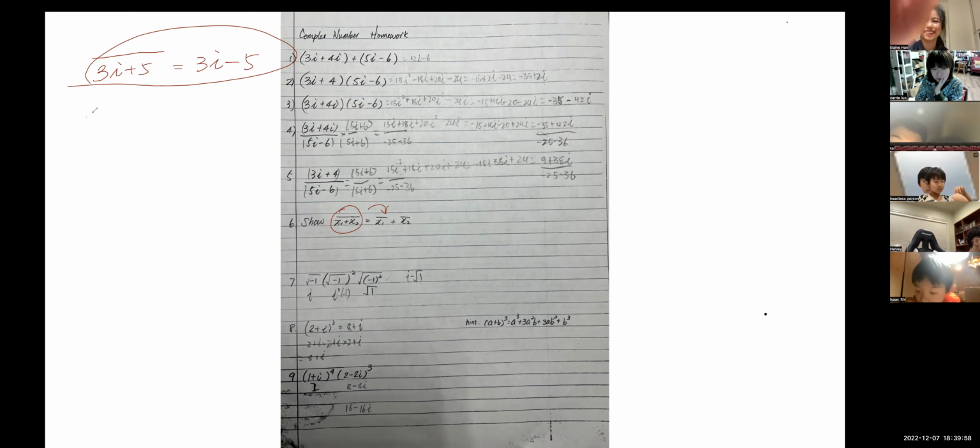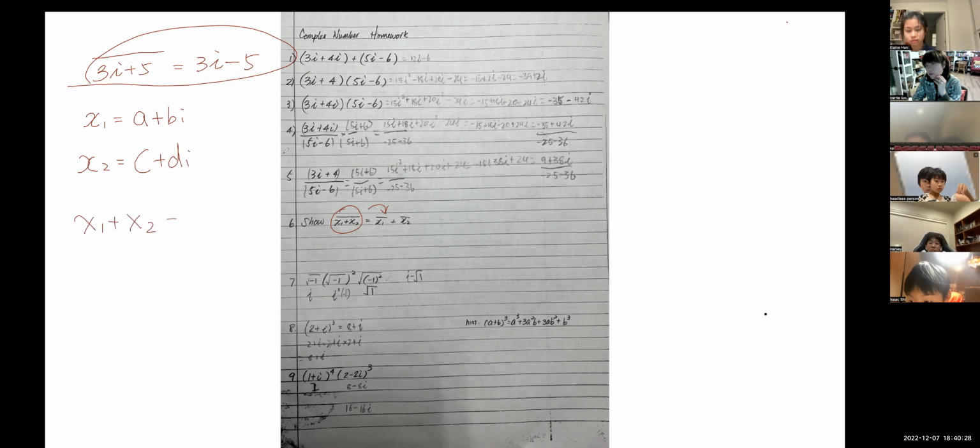So Harvey, how do we do it? x1 equals a plus bi. And x2 equals c plus di. We don't know what they are, but we can just name them. Understand? So now, before we do the little bar on top of it, can anybody tell me what x1 plus x2 equals?